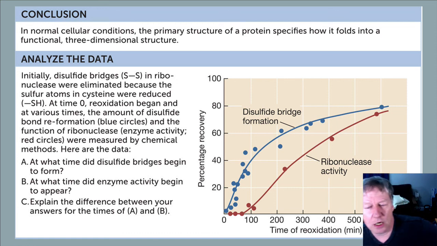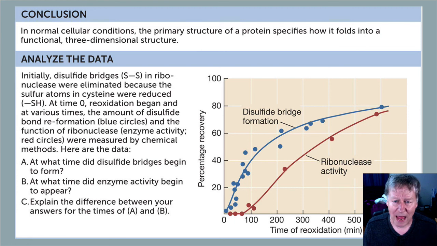Okay, let's go ahead and talk about what happened here. So we have a graph, and they talk about disulfide bridges. Disulfide bridges are chemical bonds, kind of like hydrogen bonds and others, that are really important in the shaping of our protein, the ribonuclease in this case. Initially, the disulfide bridges were eliminated. That caused our denaturation. At time 0 is right when we took away our denaturation agent. And we ask what happened when we did that.